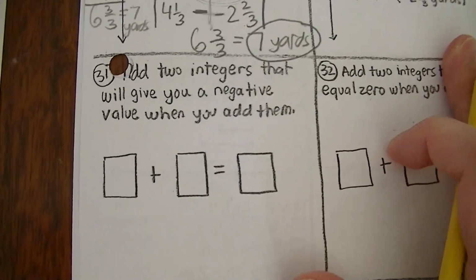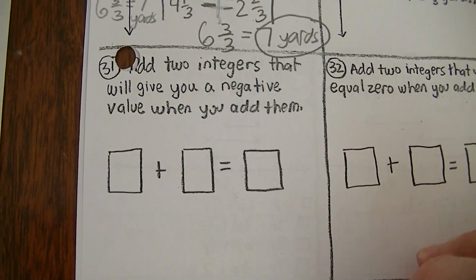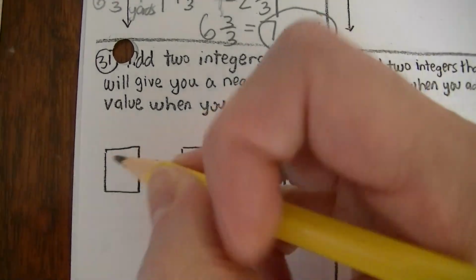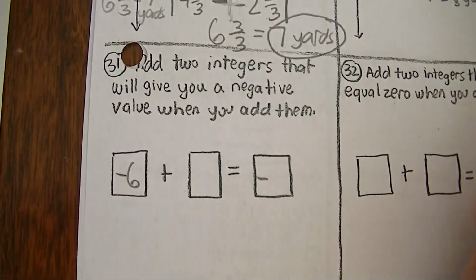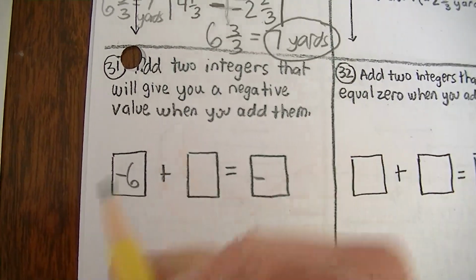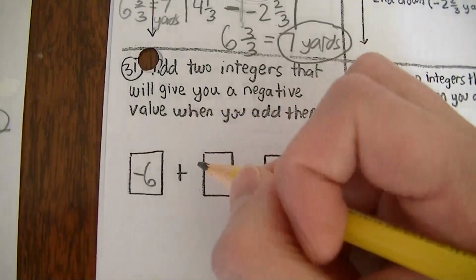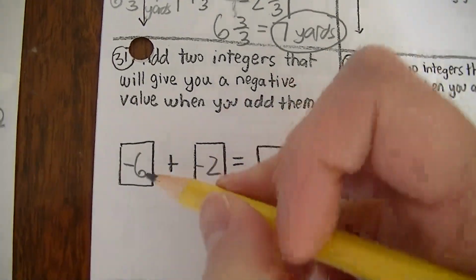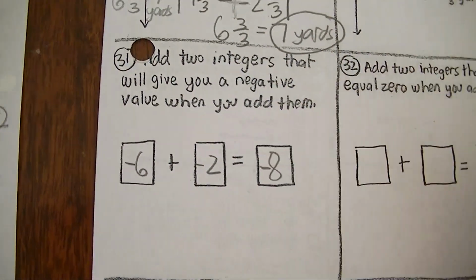31. Add two integers that will give you a negative value when you add them. So I want a negative answer. So I can make -6. If you think about that on the number line, you're on the left. And you want to go further to the left, so you're going to add to it a negative number. Like that, okay? Try to make up your own. So -6 plus a -2 is -8.